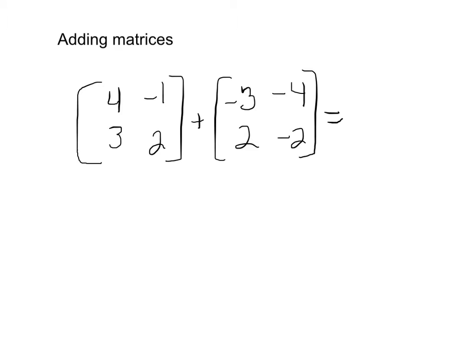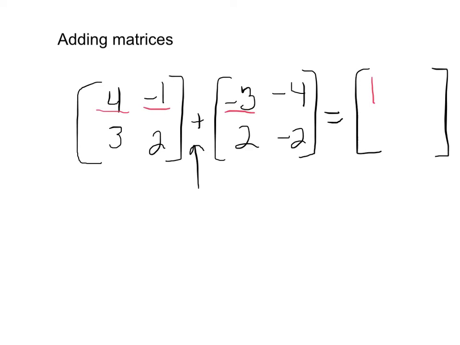So our answer is going to look like another matrix. This is called a 2 by 2 matrix. It's 2 rows by 2 columns. Okay, and what you're going to do is you're going to add the numbers because of the addition sign, that's in the same position in each matrix. For example, the 4 and the -3 are in the same position. So 4 plus -3 is 1.